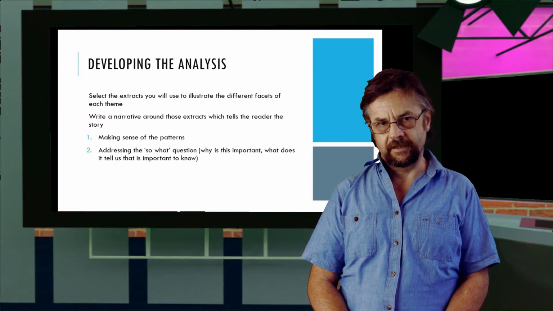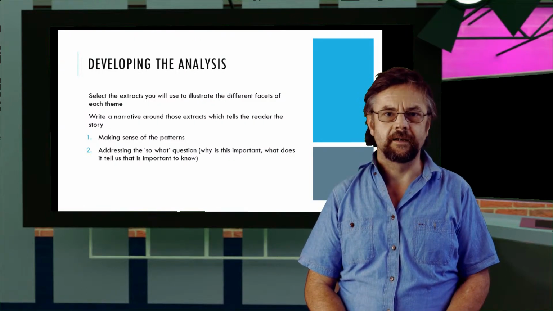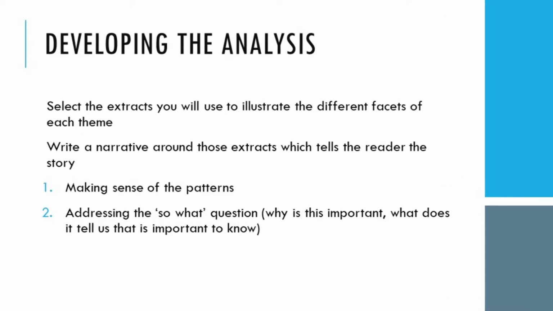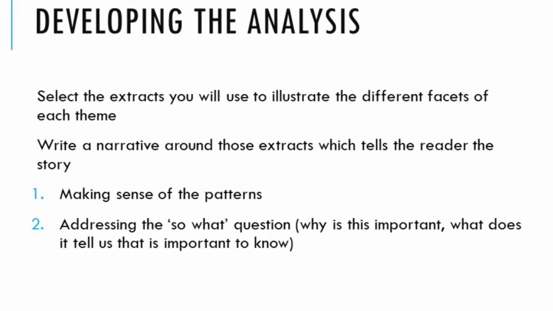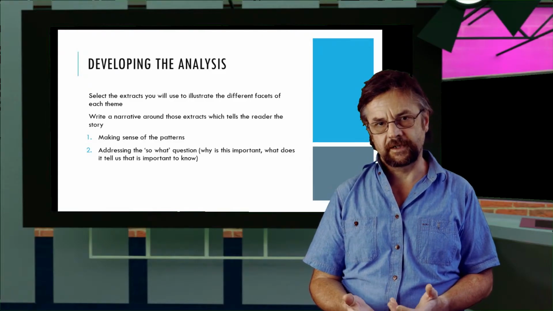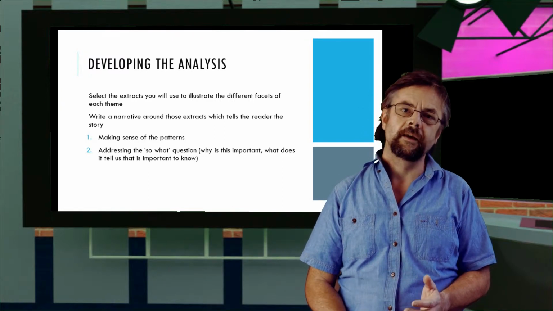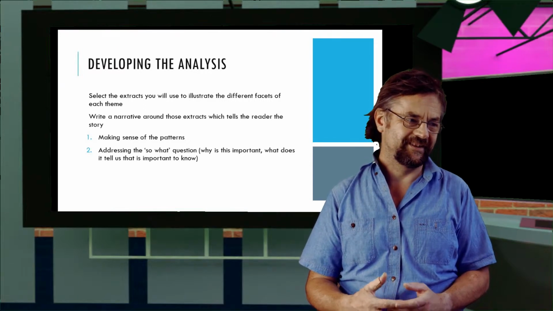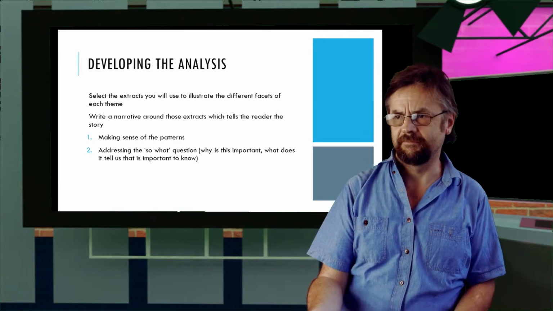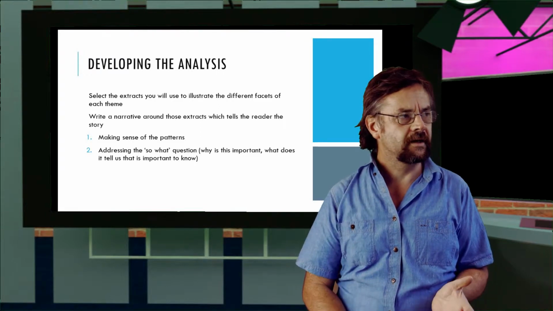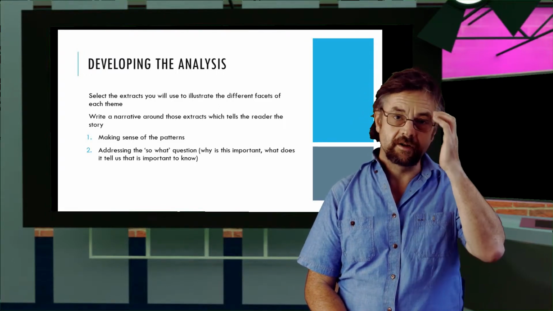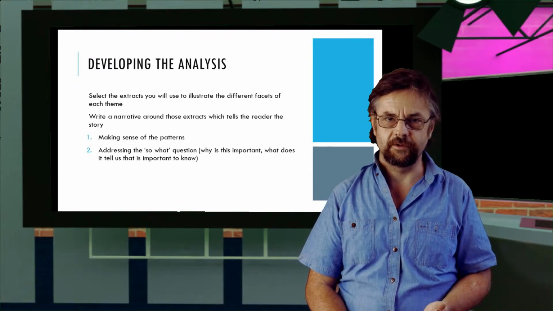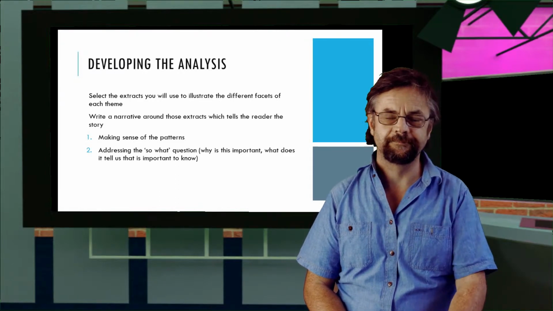Now, once we've defined our themes, we've got those nice summaries, so we know what our themes are, we can then start to develop our analysis through selecting the extracts from our data that illustrate the different facets of each of our themes. And we write a narrative around those extracts so that they tell a story. And we address the so what question. When you say something and someone says, so what? You've got to say why your theme is important. You've got to construct the argument as to why the theme is important and what it tells us that's important to know. Otherwise, we're just wasting our time.